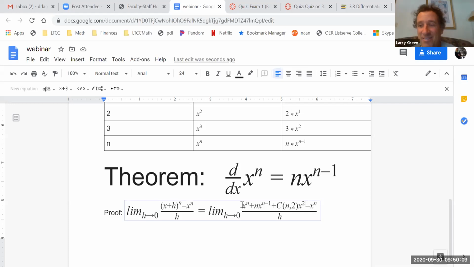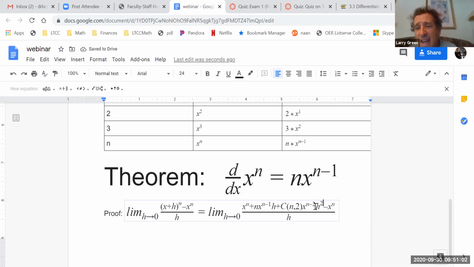I told you, my guess is no one remembered it. You're supposed to have learned it in pre-calc, but that doesn't mean you did. And then plus C(n,3) x cubed, C(n,4) x to the 4th. Sorry, this is x to the n minus 2, and then there'll be an x to the n minus 3 and an x to the n minus 4, et cetera, times h squared. And this is times h also. Sorry, I lost an h here because we're adding h. But the next is going to have an h cubed, the one after that an h to the 4th, et cetera.